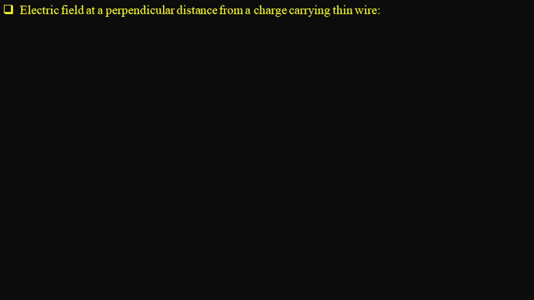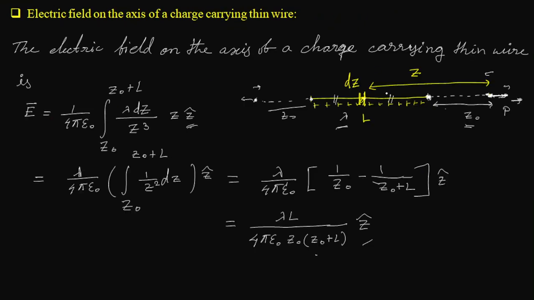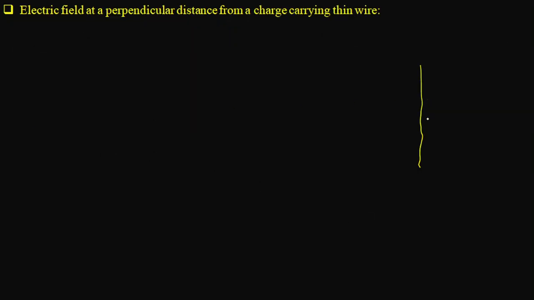Let's take a look at the next problem. Now we have to calculate the electric field at a perpendicular distance from a charge carrying thin wire. In the previous case we calculated the electric field on the axis of this loop, along the length of this wire. But now we have to see where we have to calculate the electric field.